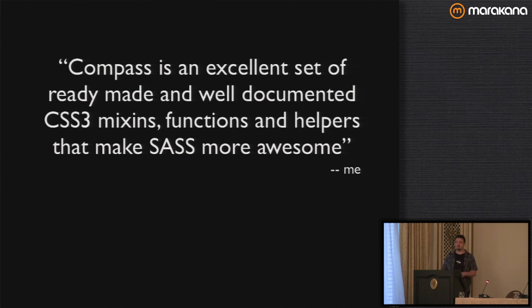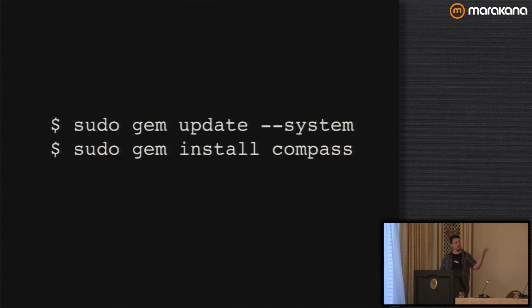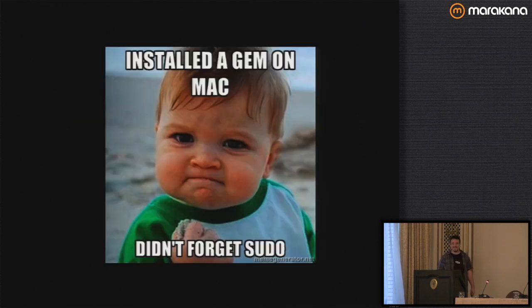So who's using Compass at the moment? That's again a whole different set. You're cheating. So the way to get Compass is, again, you go to your command line, and you just tell Ruby to update its gems, and then install the Compass gem. And then you celebrate because you didn't forget to use sudo this time. Yes, makes me proud.